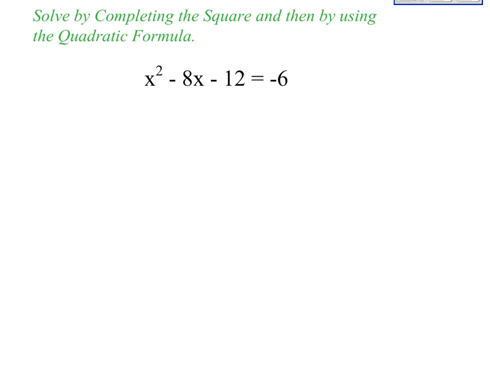So some of you want some help on completing the square. I'll do a problem where you have to complete the square and use the quadratic formula, and we should come up with the same answer each time. For the first one, we're going to complete the square.